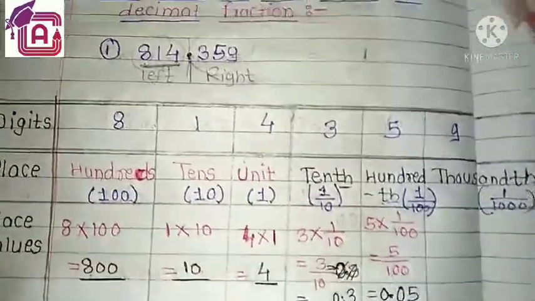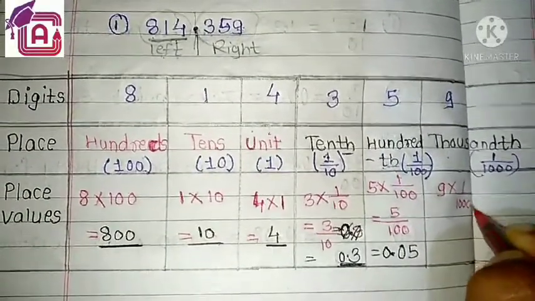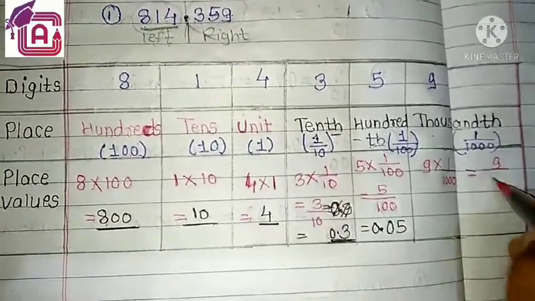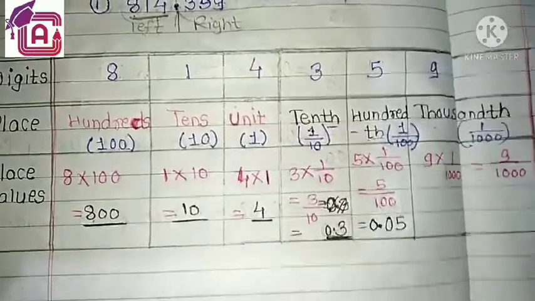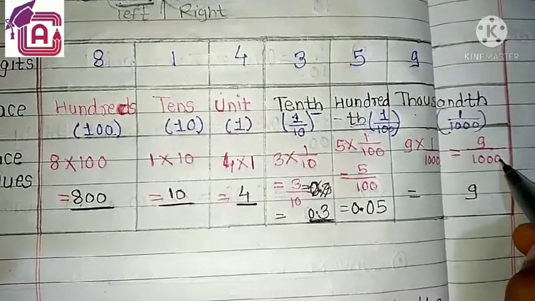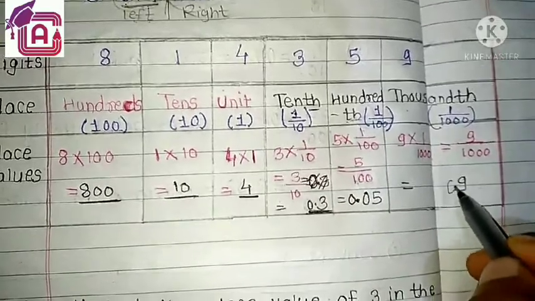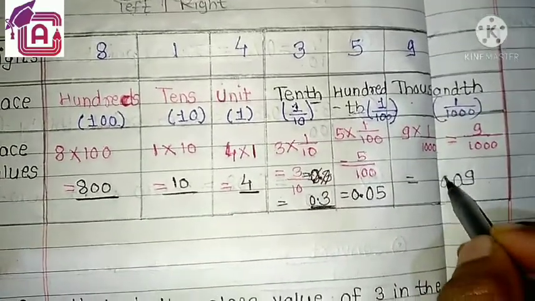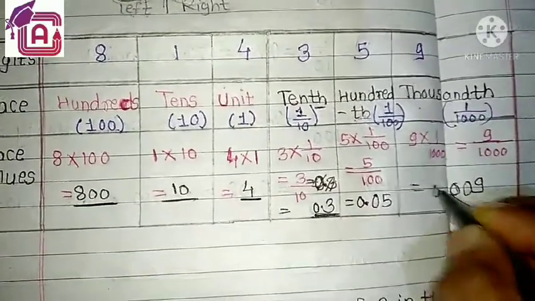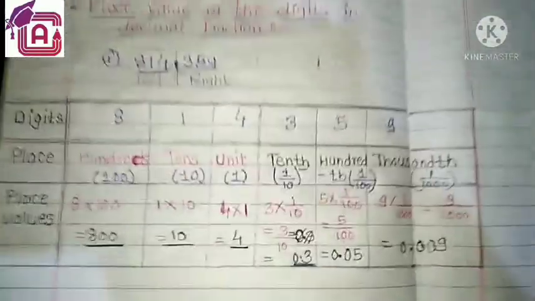Now last number is 9. 9 multiply by 1 upon 1000. And how it is written? 9 multiply by 1, 9 and upon 1000. So 9 upon 1000, how we write? First we are writing 9. Then how many places we have to leave? किती places आपल्याला सोडायचे आहेत? 1 2 3. One place is there. Second place is not, so I am writing 0. Third place is not, so I am writing 0. Then give a point and after point we put a 0. So 0.009 is the place value of this 9 in the given number.